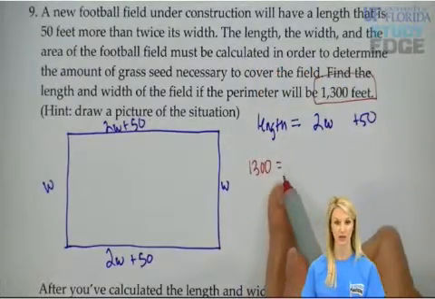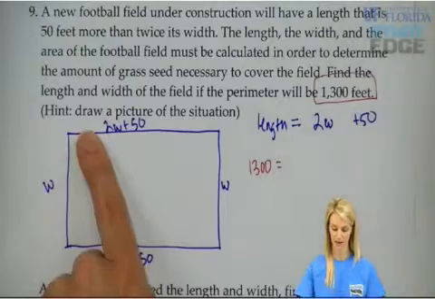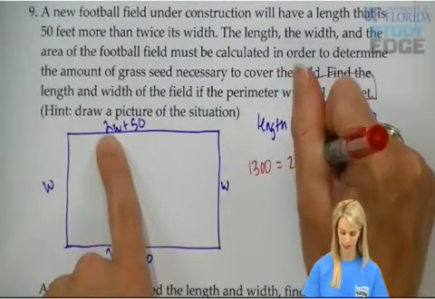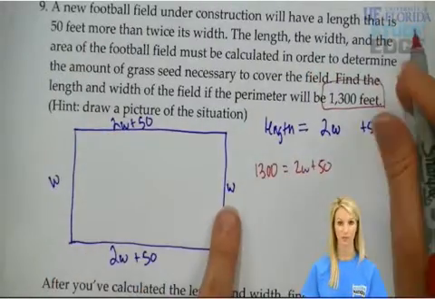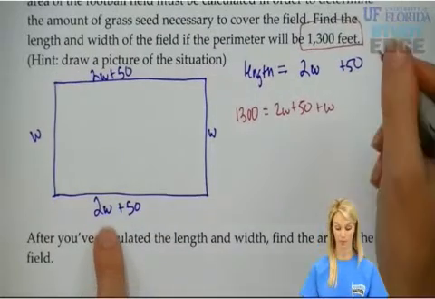So where did that 1,300 come from? Well, it's the length of all of our edges added up together. So we've got our first one, 2W plus 50. Our next one, W. So we're going to add on W. Our next one, 2W plus 50.